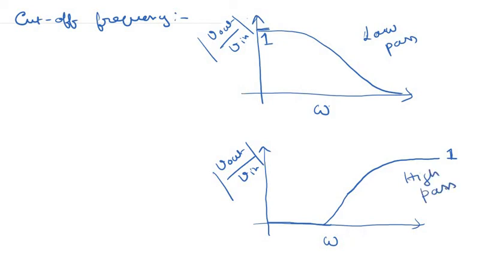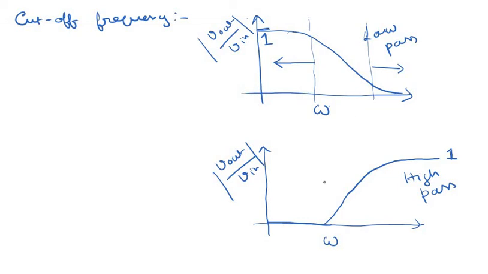Now cutoff frequency is basically the frequency around which the switching from 1 to 0 gradually happens. So the switching actually happens in this region more or less. To the left of this region, mod of V out by V in is approximately 1, and to the right of this region, mod of V out by V in is approximately 0.